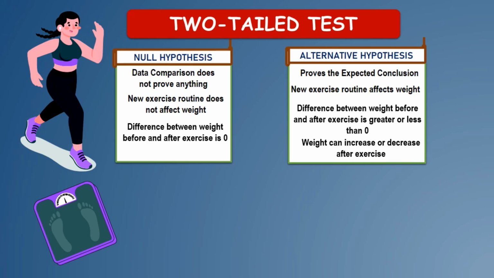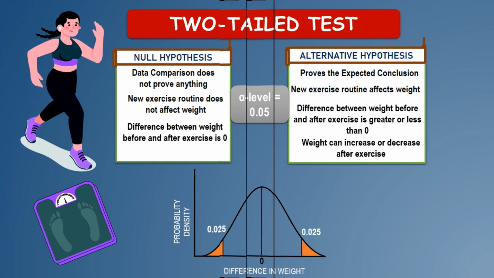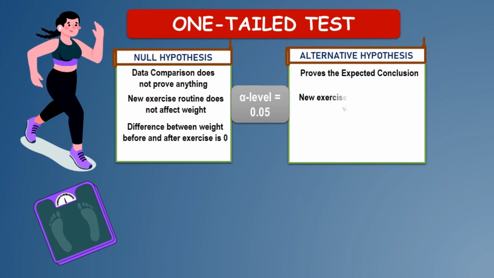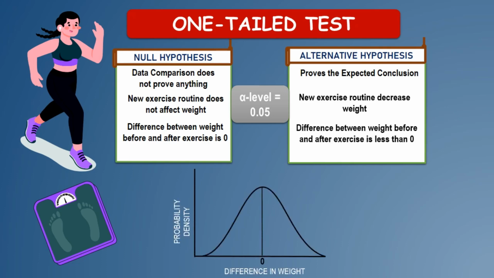That is what is called as two-tailed test. If I plot a graph and take the significance level as 0.05, that would mean it should be 0.025 at both ends. But if I'm saying that the alternative hypothesis is that the weight should decrease after exercise, then it would imply that the difference should be negative. It would be considered as one-tailed test, and 0.05 significance level would be considered as 0.05 only at the left-hand side.